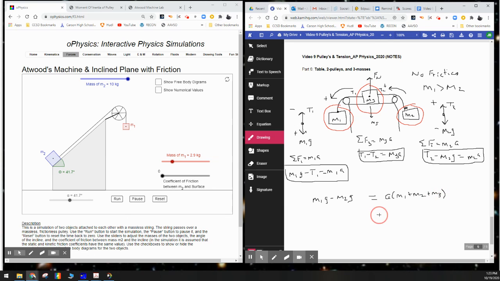All right, so to solve for the acceleration, there's the acceleration. It's going to equal, and we're going to factor out the g here, m1 minus m2 divided by m1 plus m2 plus m3. All right, so there's our acceleration. So this will conclude our discussion of pulleys and tension without friction.